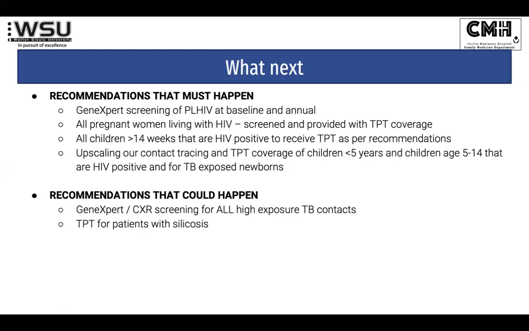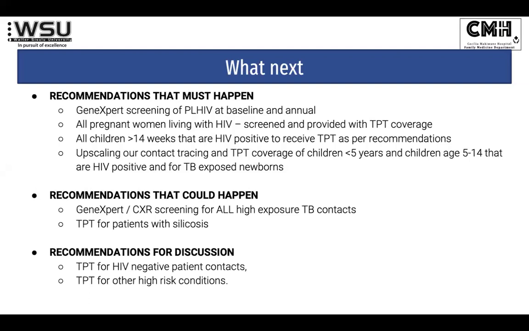Also, the recommendations for TPT for patients with silicosis in the guidelines sound sensible, as well as being better at covering for re-exposure. So if you've got a high-risk patient that's been exposed to TB, like our immunosuppressed patients or even HIV patients who get re-exposed, doing TPT in those populations would also be sensible and can happen as part of our current programs. What's open for discussion is what we do at the moment for HIV negative patient contacts that are considered high exposure contacts, and that needs discussion.